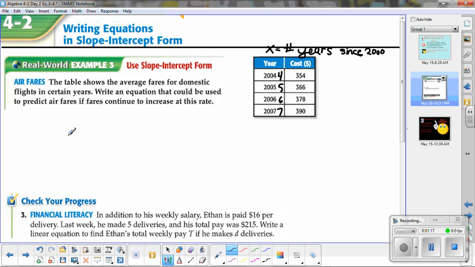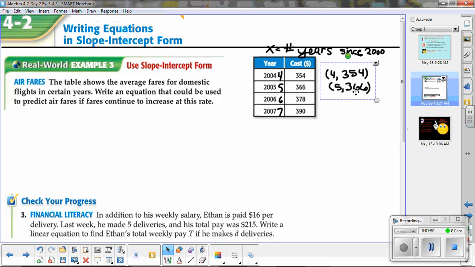So what we need to do first is figure out what the slope is. So I'm going to just choose two points to use. Let's go ahead and use 4, 354, and let's use 5, 366. Actually, I want to write them side by side. That just helps me to set up my slope formula. So it's going to be 5, 366.